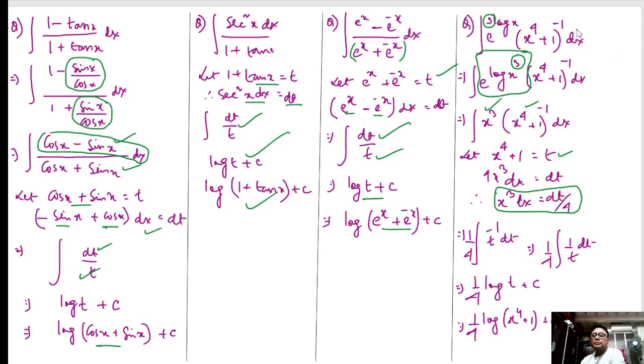So now we are putting it. Dx is becoming dt by 4. So here is 1 by 4, here is this, and we have taken this as t. So it is t. This is integration of 1 by t, which is log t. Now in place of t, I'll put the value back, and that is your answer.